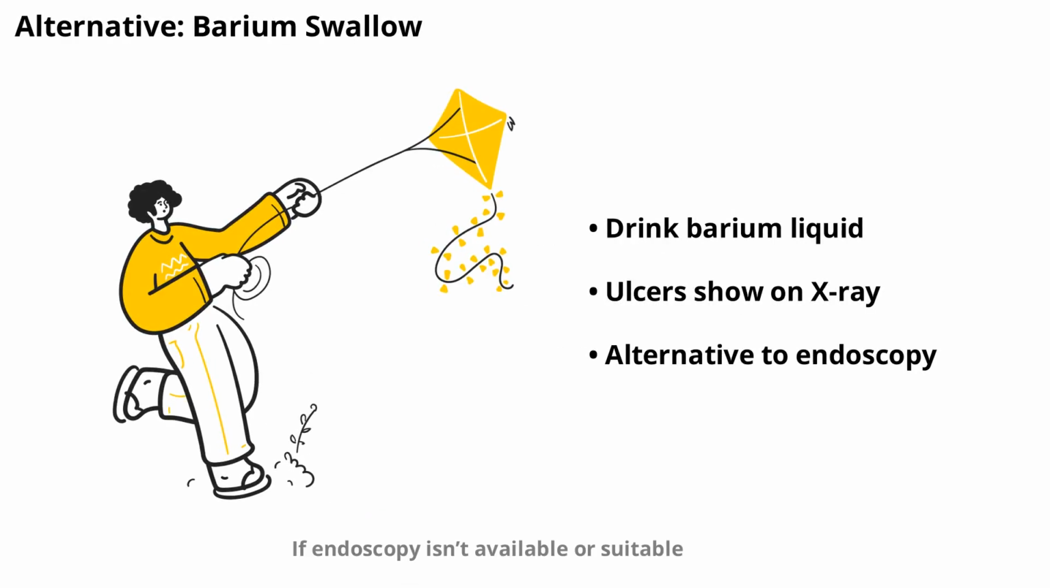If endoscopy isn't available or suitable, a barium swallow X-ray may be used. You'll drink a special liquid that coats your digestive tract, making ulcers visible on X-ray images. While less sensitive than endoscopy, this test can still reveal large ulcers or complications.